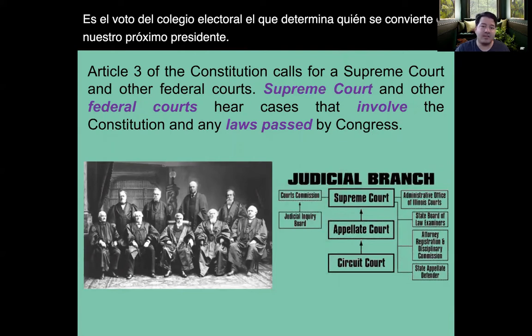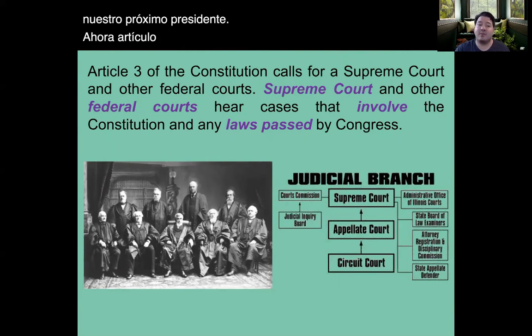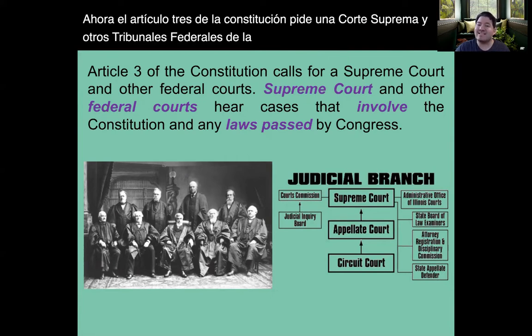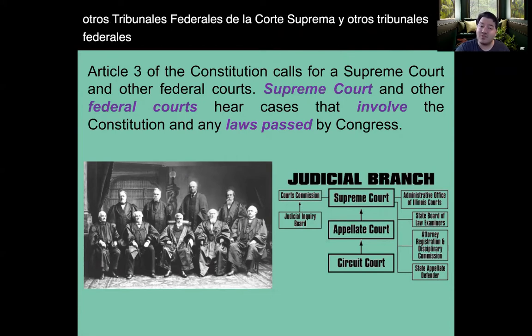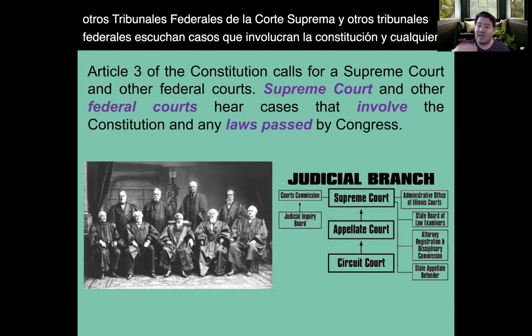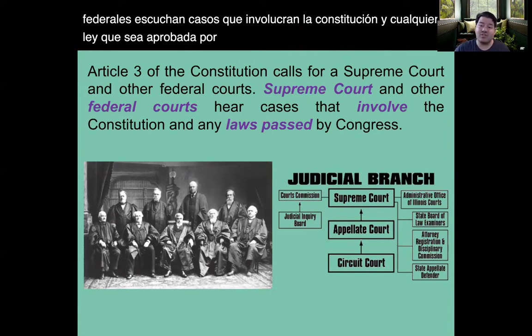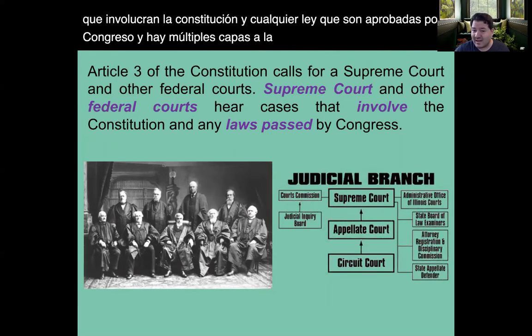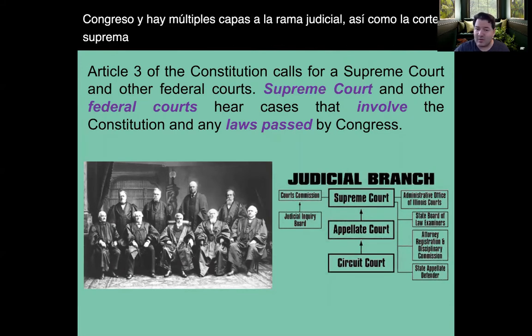Now, Article 3 of the Constitution calls for a Supreme Court and other federal courts. The Supreme Court and other federal courts hear cases that involve the Constitution and any laws that are passed by Congress. And there are multiple layers to the judicial branch as well. The Supreme Court, of course, is at the top, but then there's the appellate court and the circuit courts.